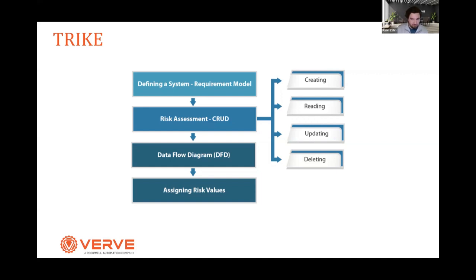Data flow diagrams are another piece of information that gets brought into this. And then once you have all this data, you can then start assigning risk values based on that information. Now, obviously, I didn't go into a whole lot of detail. This is just a very brief overview of what Trike is, but I implore anyone that's interested to take a gander at that particular risk model if they're curious.